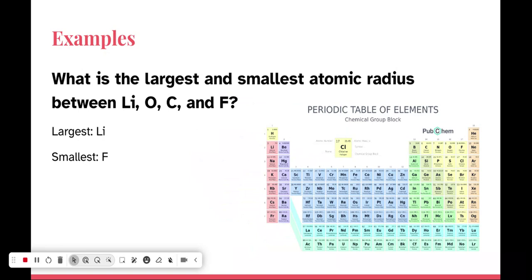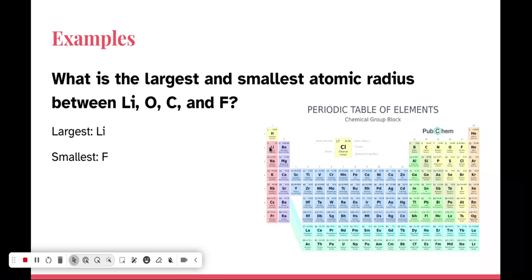Okay, one more example is the largest and smallest atomic radius between lithium, oxygen, carbon, and fluorine. Carbon is shown right here in the 14th group. Oxygen is shown here in the 16th group. Fluorine is shown in the 17th group, and lithium is shown in the first group. They are also all in the same period, which is the row.